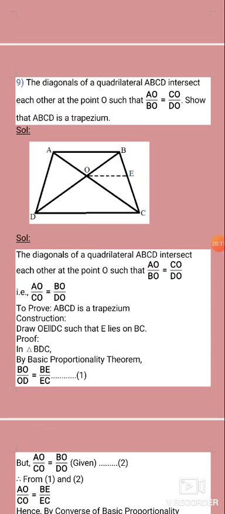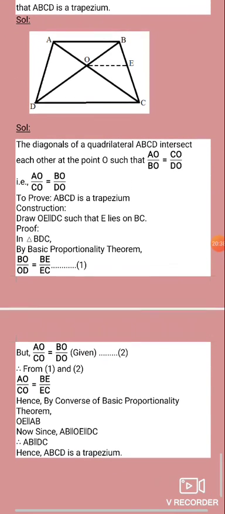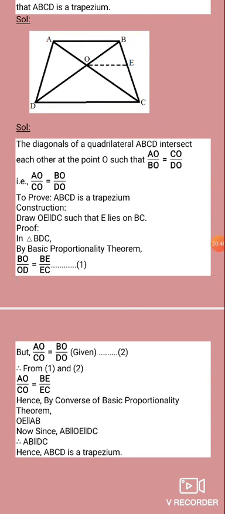From 1 and 2, we can write what? AO by CO is equal to BE by EC. Hence, by converse of BPT, we can write OE is parallel to AB. Now, since AB is parallel to OE and OE is parallel to DC, what we can write? AB is parallel to DC. Since one pair of opposite sides are parallel, it becomes a trapezium. Clear? So, hence the proof. Thank you.